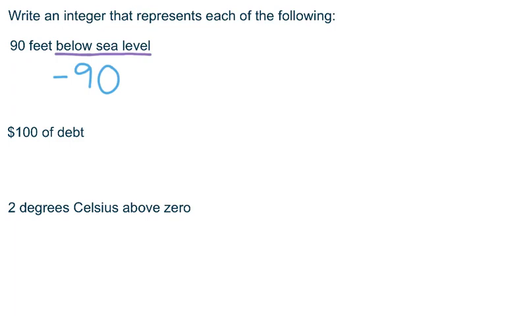Now, we have $100 of debt. What integer will represent that scenario? The integer is -100. Our keyword is debt, and if you have a debt, that means you are owing money, so it is a negative number. And our last scenario is 2 degrees Celsius above 0. Our integer is 2. It is a positive number because our keyword is above 0.